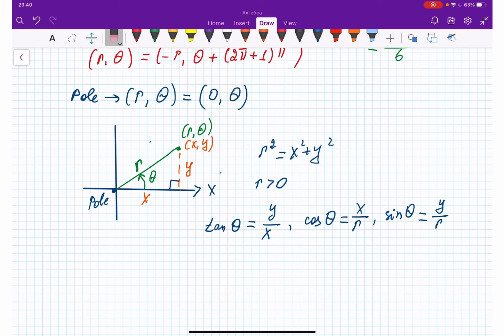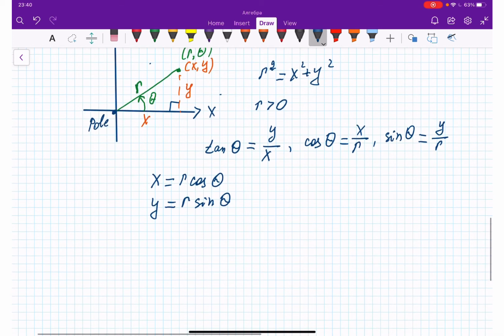From here we can establish the relationship that will be expressed as follows. x is equal to r times cosine theta, and y is equal to r times sine theta. So here we got our polar to rectangular conversion relationship.